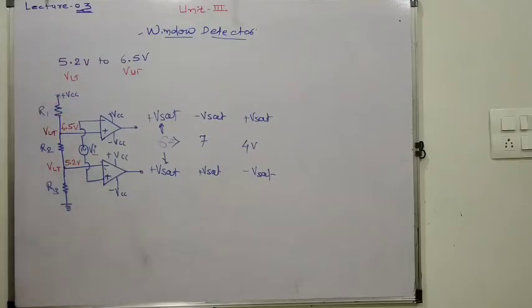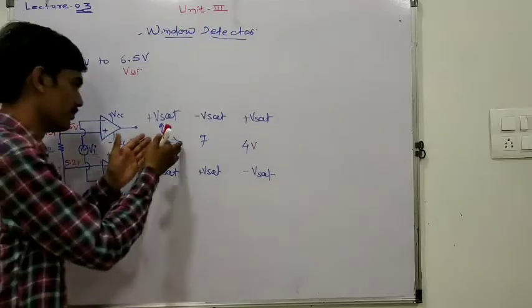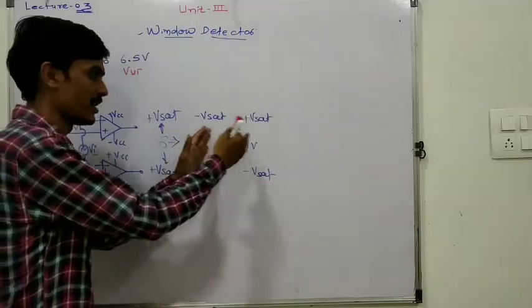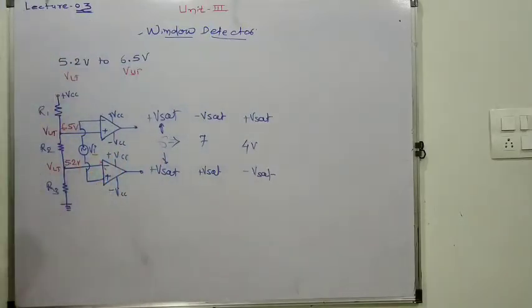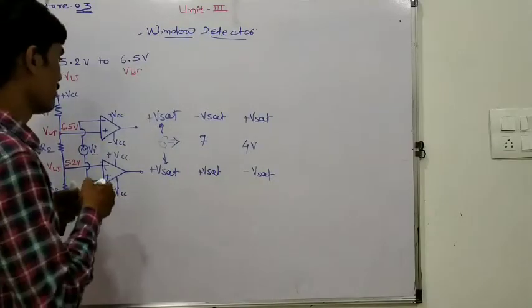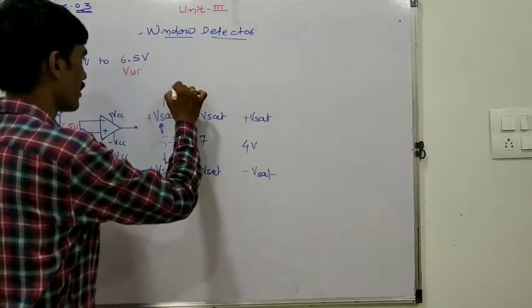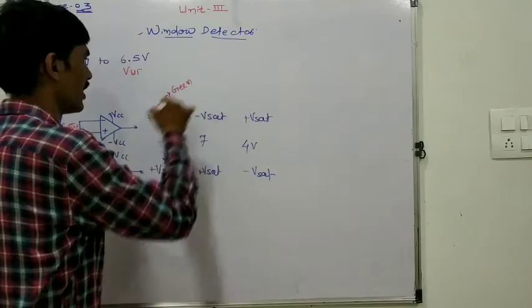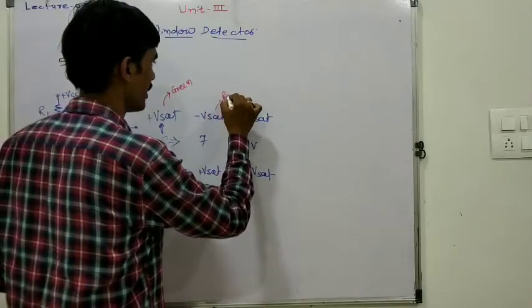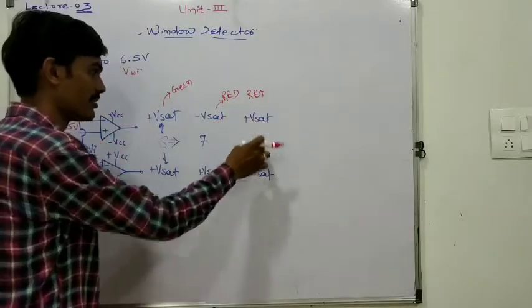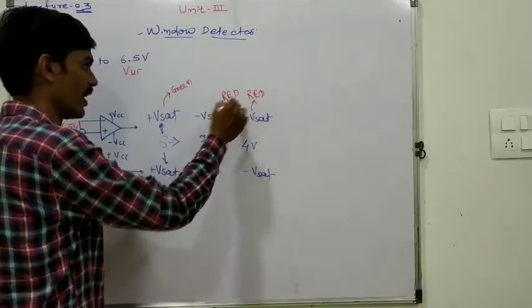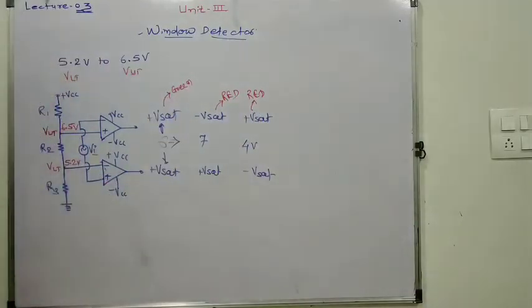So these are the three possible conditions of the input: if it is within a range, if it is above the range, if it is below the range. Now, in the problem statement it is mentioned that if it is within the range we have to glow the green LED. If it is above the range or below the range, for that we have to glow the red LED.